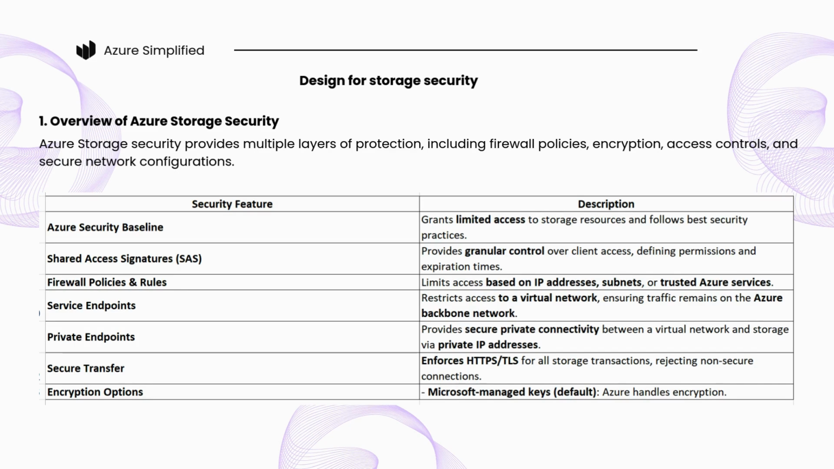6. Secure Transfer. Enforces HTTPS, TLS for all storage transactions. Rejects non-secure HTTP connections, ensuring data integrity and encryption in transit. 7. Encryption options. Data encryption is enabled by default. 2 types. Microsoft Managed Keys, default. Azure automatically handles encryption. Customer managed keys. Users can opt to control encryption keys via Azure Key Vault. This table highlights Azure's multi-layered security approach to ensure data protection, controlled access, and encrypted storage in the cloud.